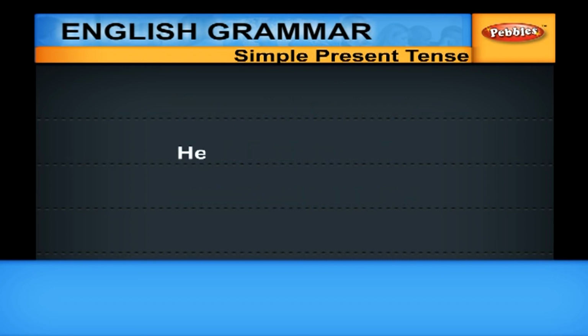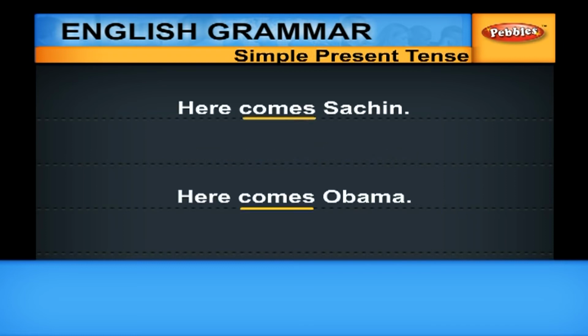In case of commentaries, we can use simple present to say, "Here comes Obama." Need not to say, "Here Obama is coming." To express that immediacy, you can say, "Here comes Sachin." Here comes Obama. That is an acceptable form to give that emphasis to it. We can also use simple present to indicate a future action, and we will discuss it later.